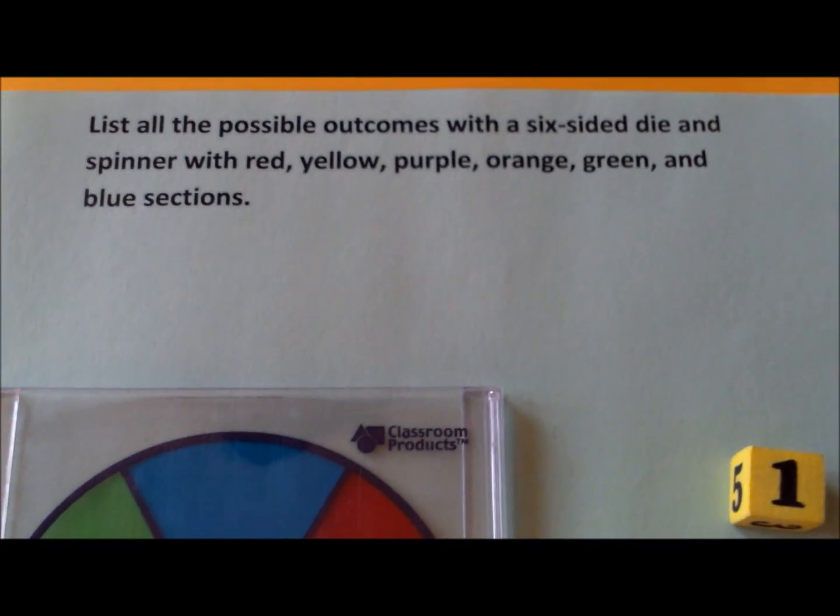You can make a tree diagram or you can make a list, but I'd like you to figure out how many possible outcomes you can make with it.